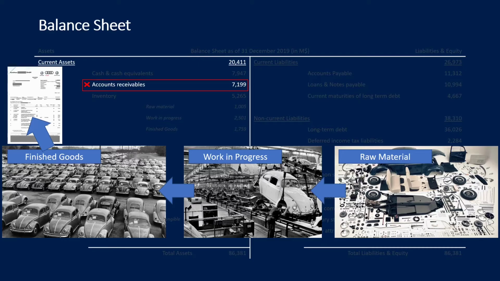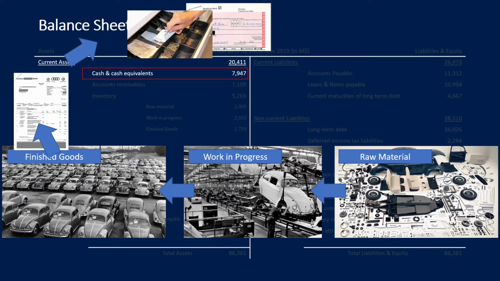And as soon as we receive the money, may it be in cash or via money transfer from the bank or as a check or whatsoever, it is cash and cash equivalents. So cash and cash equivalents, this is cash, and a check and a banking account could be cash equivalent. This is the money that is held by the company.